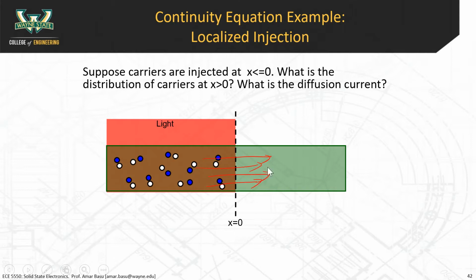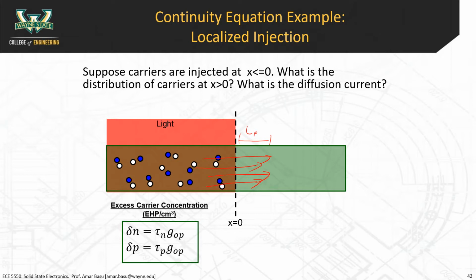Let's say the diffusion length is something like this, LP. It could also be LN. And by the time you get past the diffusion length, most of the carriers have recombined. Okay, any questions on this so far? Very important, this is a good example to understand the 4 carrier processes.